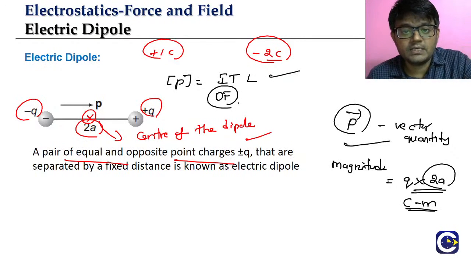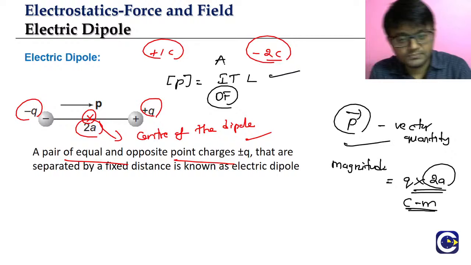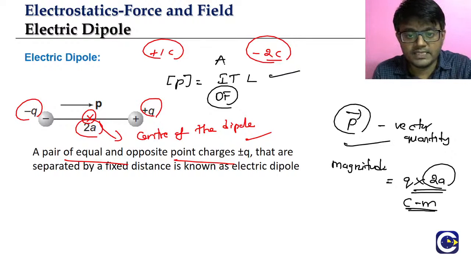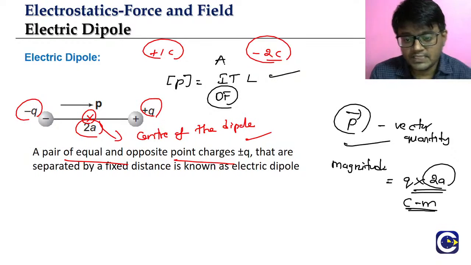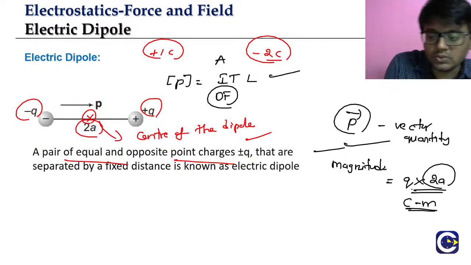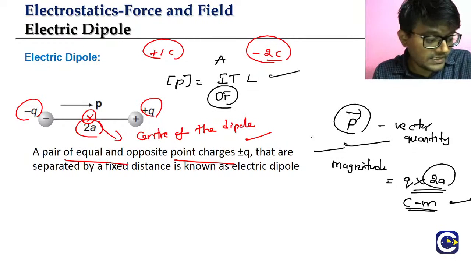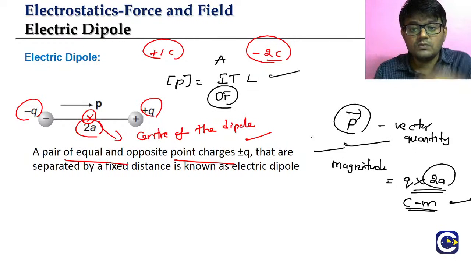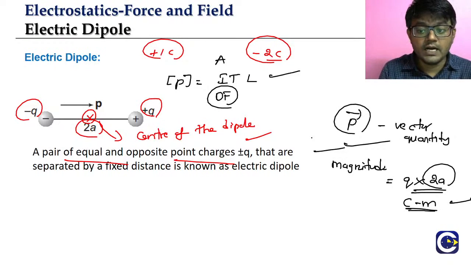I is the dimensional symbol for current. ஒரு சில textbooks இல்லைன்னா I க்கு பதிலா we can also use what? A. I or A both represent the dimensional symbol for current. T is the symbol for time, L is the symbol for the length. So this is about the magnitude and SI unit as well as the dimensional formula.